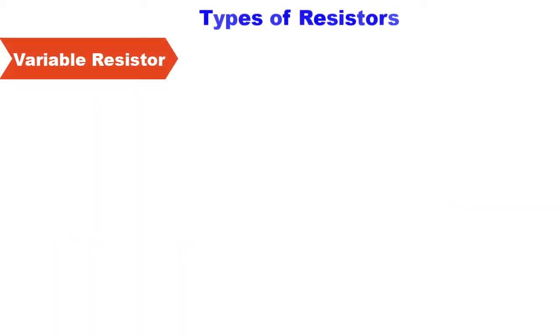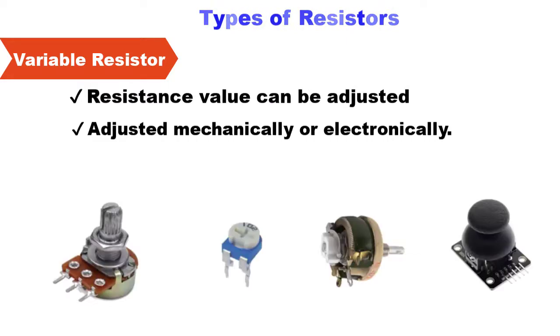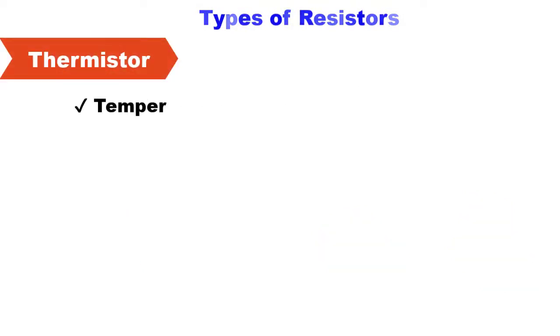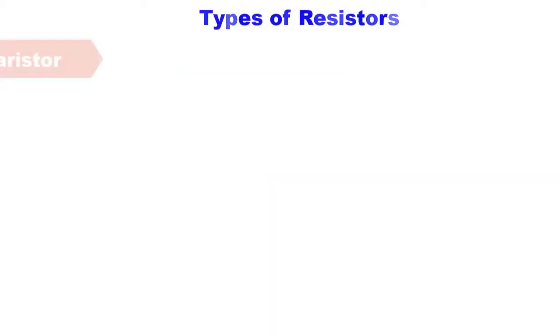Variable resistor. The resistance value of these resistor can be adjusted either mechanically or electronically. Some of the common variable resistors are potentiometer, trim pot, joystick potentiometer, rheostat. Thermistor. These are temperature-dependent resistor. The resistance value of this resistor change with a change in temperature. These are some commonly used thermistor.